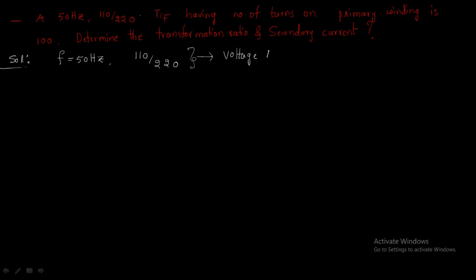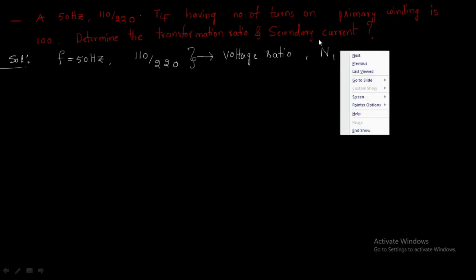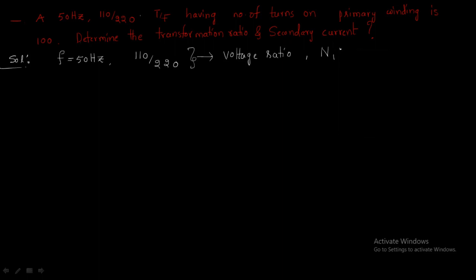110 by 220 is the voltage ratio, right? The number of turns in the primary winding is given as N1 equal to 100. So he has given the primary turns, no problem. Just write it down. The question is to determine the transformation ratio K and the secondary current I2. Those are the two things asked.